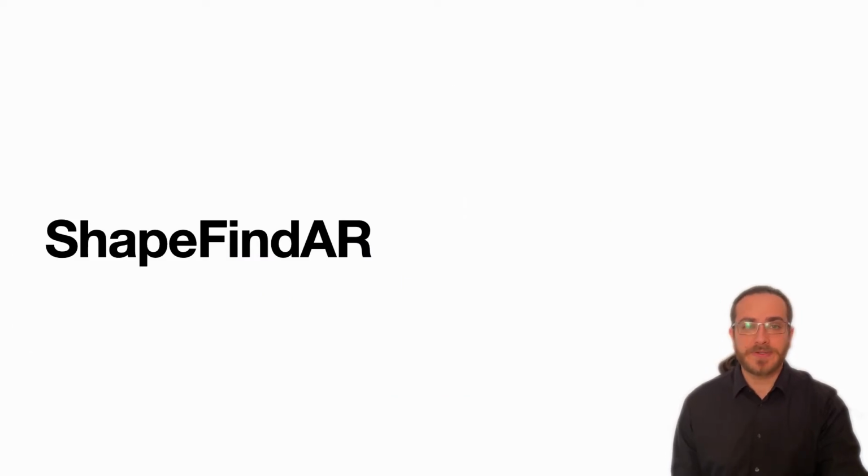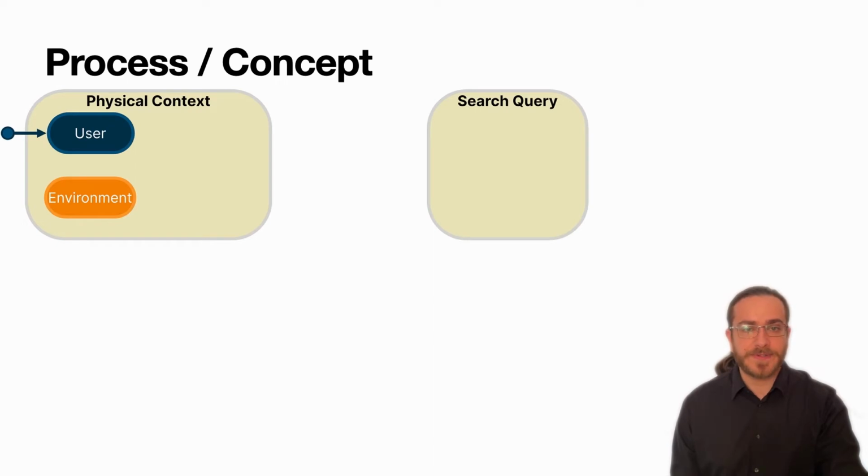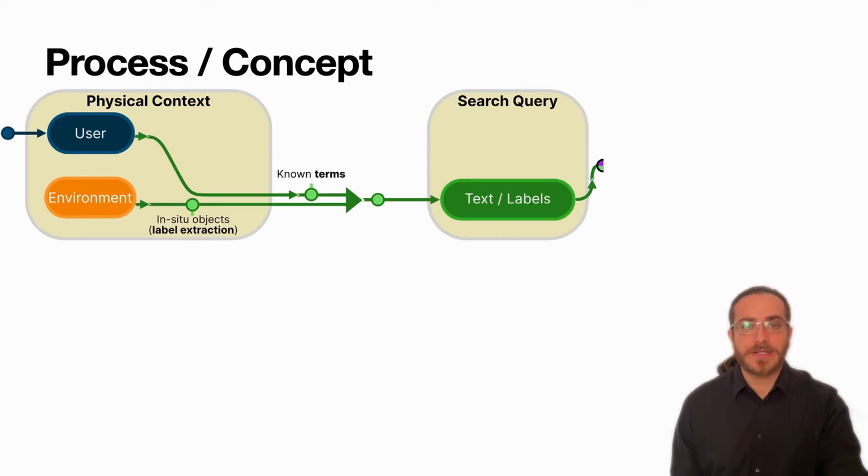Alright, let's now talk a bit about the concept and the system themselves. First, the process we are aiming for. We have the user, the physical context they are in, and we want to formulate a query. ShapeFindAR allows users to enter their known search terms, of course. It also allows them to extract them from their surroundings based on machine vision.